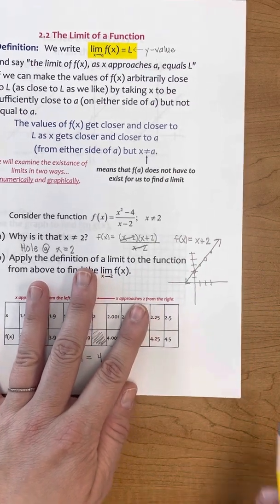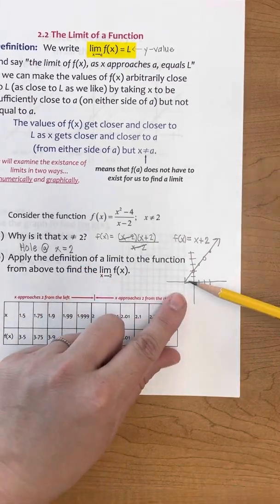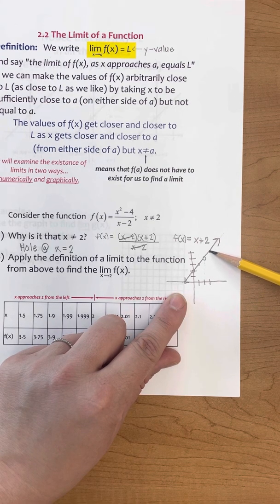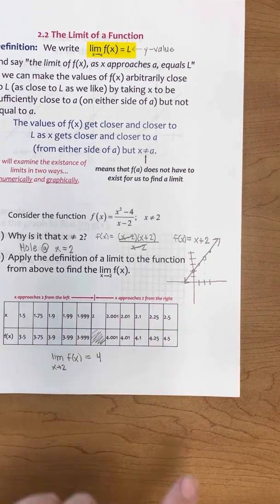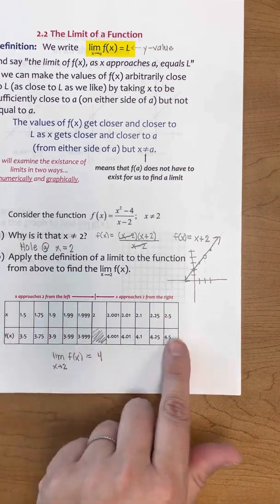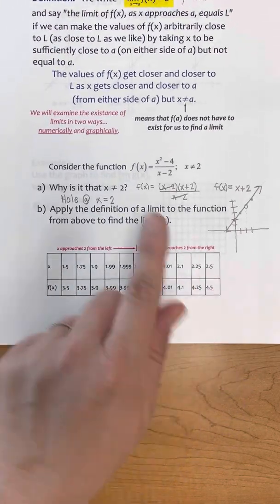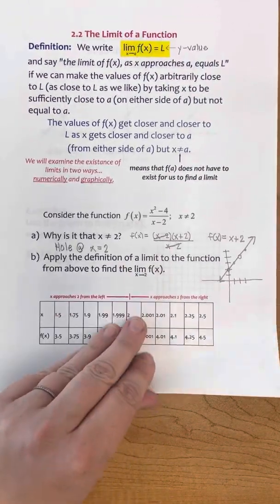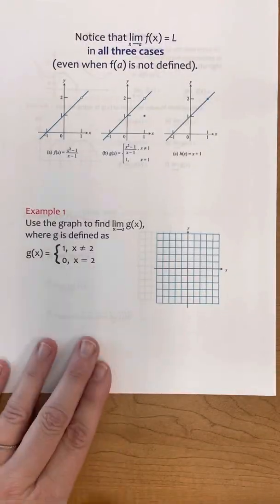We can see even in the graph, as we look at this graph and it approaches x equaling 2 from the left, we're getting closer and closer to a y value of 4. As we approach it from the right, we also are getting closer and closer to a y value of 4. So we get that same answer whether we use the table of values and look at it from a numerical perspective, or if we look at it from a graph. So we can find the limit a couple of different ways.